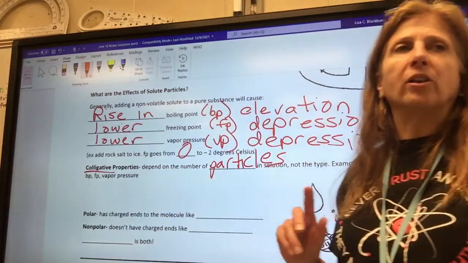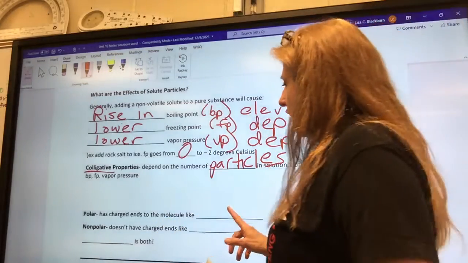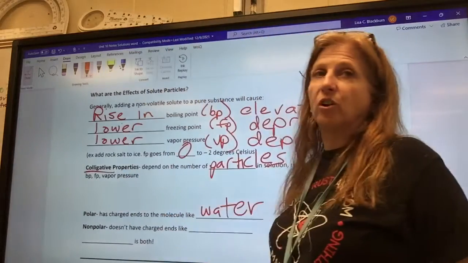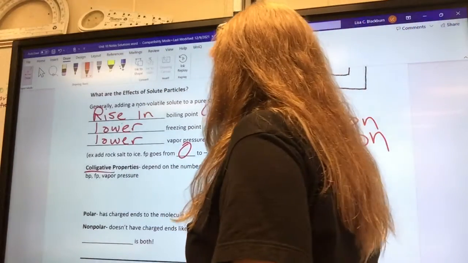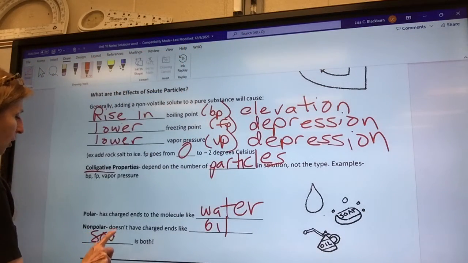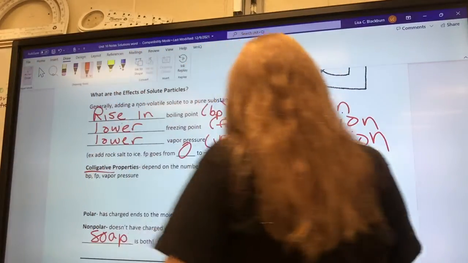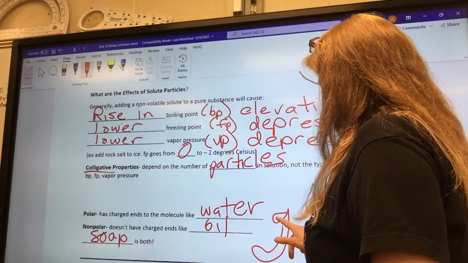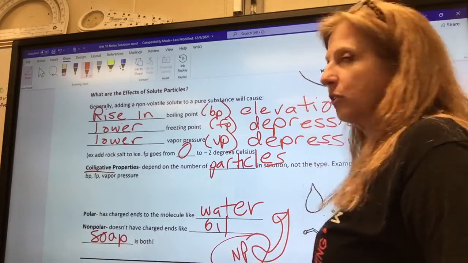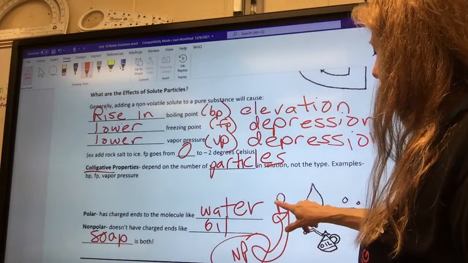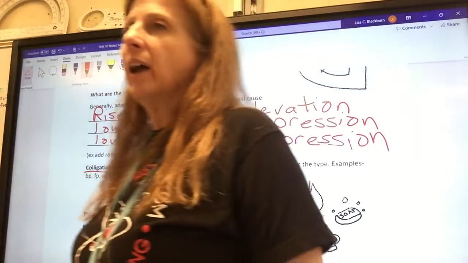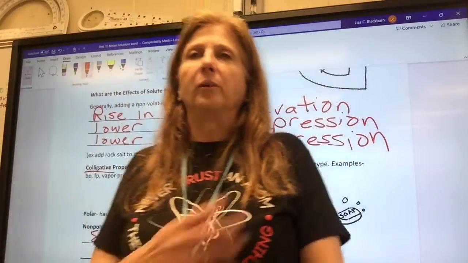Polar molecules, you already learned in Unit 4, have charged ends like water. Non-polar does not have charged ends like oil. Soap and detergent have both. So how soap works is it's like a little fish hook. It's got one end that's non-polar, and that goes into the oil on your body. The other end is polar, and it gets connected to the water, and it pulls it off. So it doesn't work to just put water on you without soap.